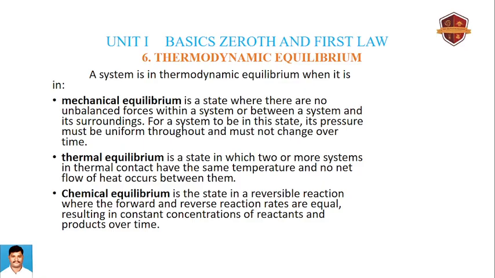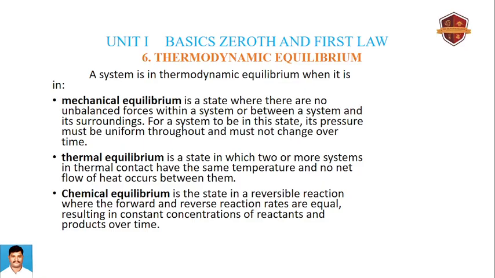There are no unbalanced forces within a system or between a system and its surroundings. For a system to be in this state, its pressure must be uniform throughout and must not change over time. Next one, thermal equilibrium, in which two or more systems in thermal contact have the same temperature and no net flow of heat occurs between them.